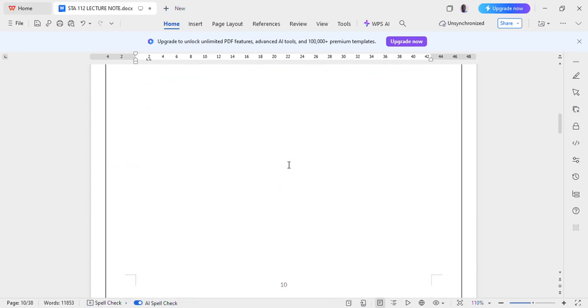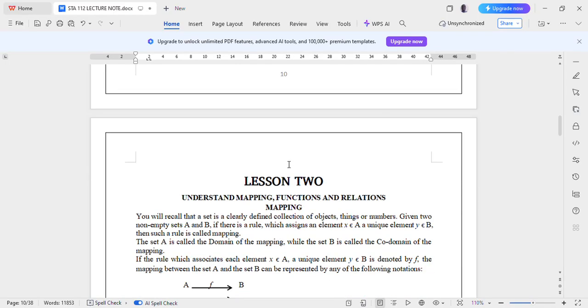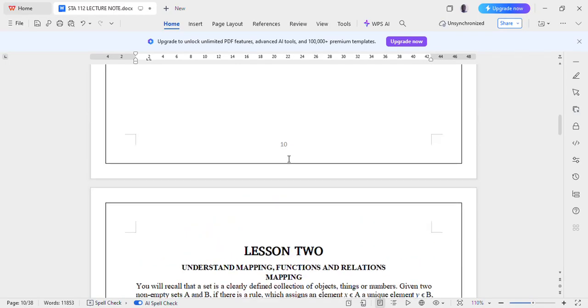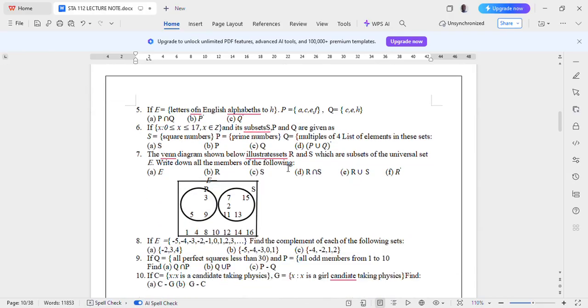So next time we need to understand mapping and function. Mapping and function is the next one.